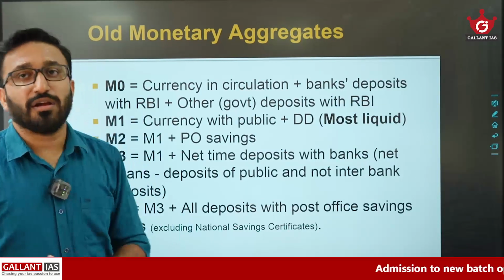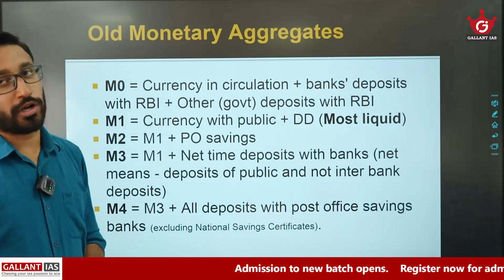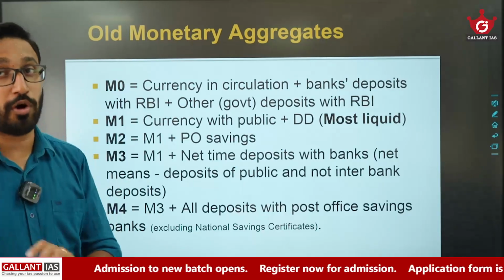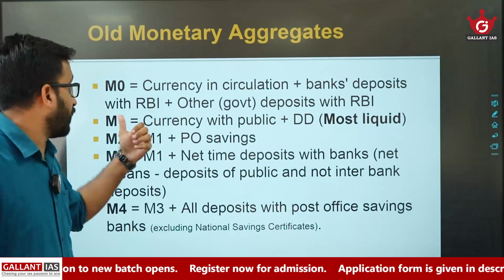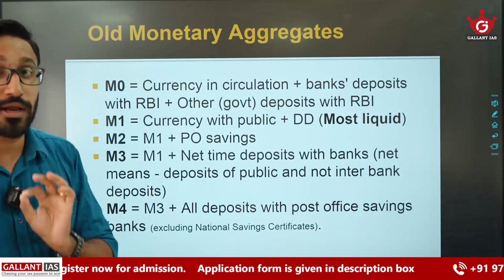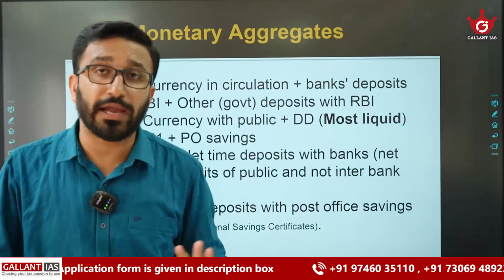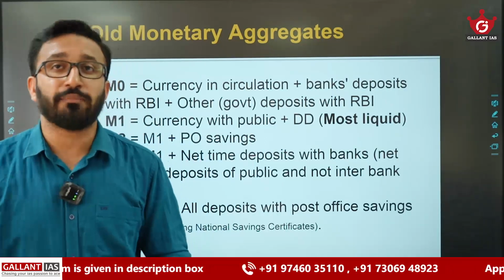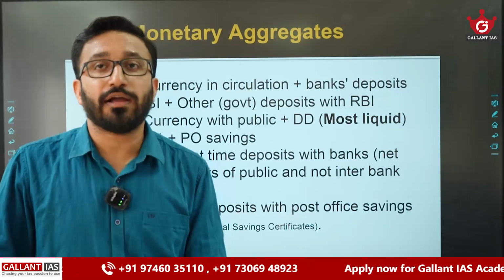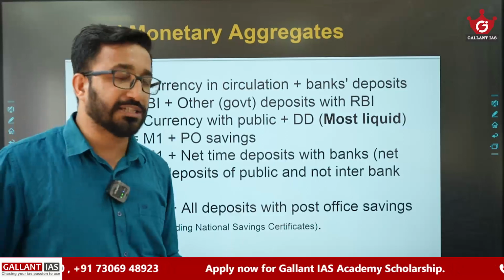So before that, we need to study the other remaining monetary aggregates also. Right now we have studied only M0, or the monetary base. So we have M1 to M4 remaining. This is the old monetary aggregate, which was used by RBI to showcase the money supply in the Indian economy. But we now have a new monetary aggregate, which we will discuss later.